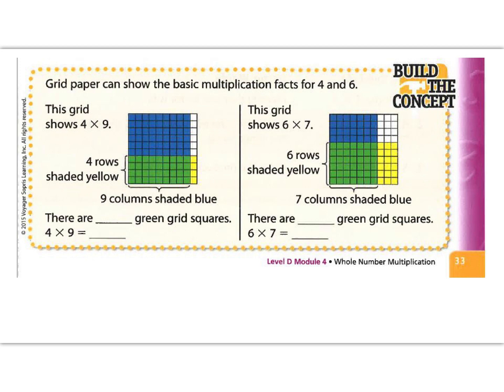So there are 36 green grid squares. So 4 times 9 is 36. This grid shows 6 times 7. So 1, 2, 3, 4, 5, 6, 7 are shaded this way, the columns. And then there were 6 rows, 1, 2, 3, 4, 5, 6, shaded this way. The green shows where they overlapped. So 6 times 7, if we counted them up, is 42, because there are 42 green grid squares.